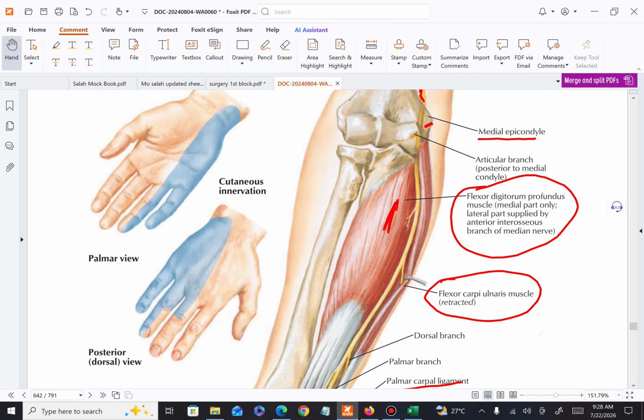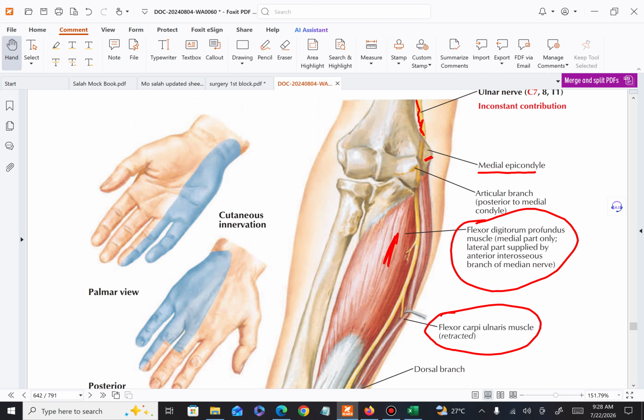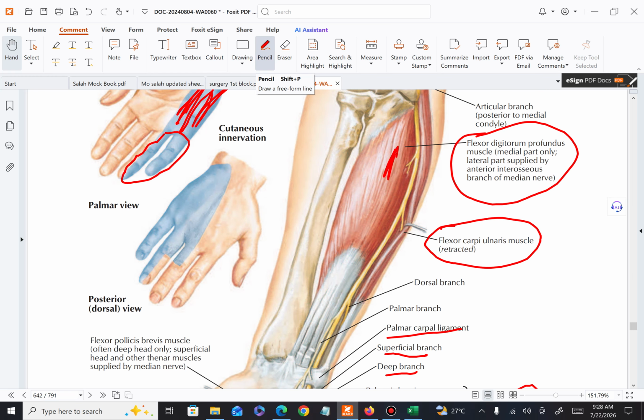Then the cutaneous supply of the ulnar nerve: it supplies one third of the palm of the hand, and it also supplies 1.5 fingers on the palmar side. The same cutaneous supply is on the dorsal side, so it supplies the skin of the dorsum of the hand, and 1.5 fingers.